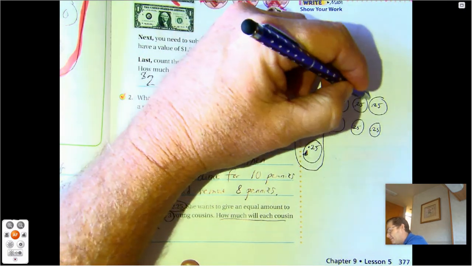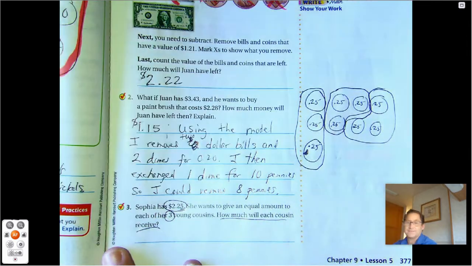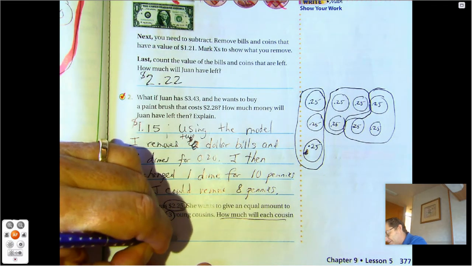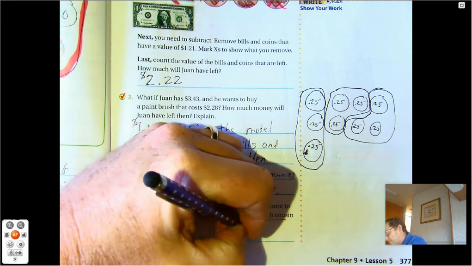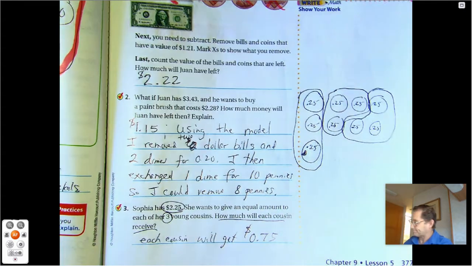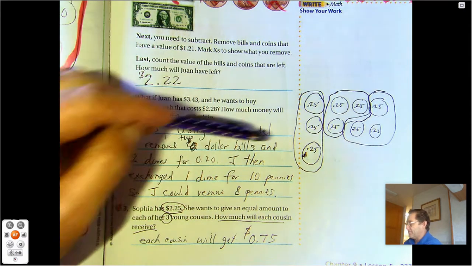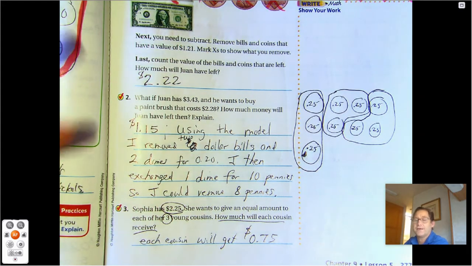3, 3, 3. Yes. So each cousin will get 75 cents. One way you could have done that is after we made the 9 quarters, we could have said, what's 9 divided by 3? Oh, 3. Each person would get 3 quarters, 75 cents.